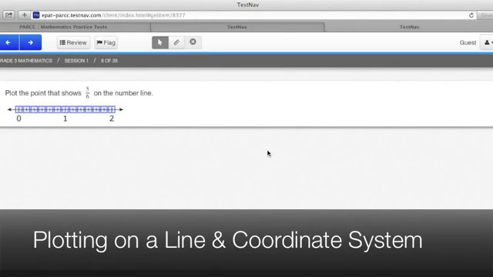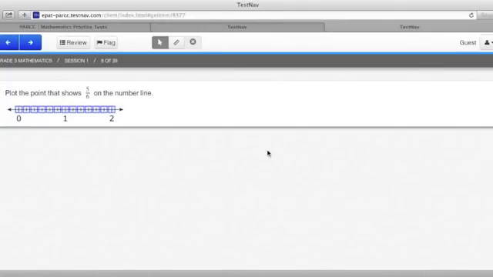You will also encounter a number of problems that require you to be able to graph on either a number line or a coordinate system. In this problem from the grade 3 mathematics test, for example, it says plot the point that shows 5/6 on the number line. If you look at the number line given, it goes from 0 to 1 to 2, but more importantly, we have to figure out what units the distance is broken up into. Counting from 0, we have 1, 2, 3, 4, 5, 6. So that means that the units are each 1/6 of a unit long.